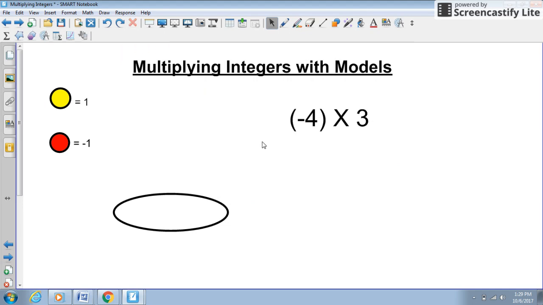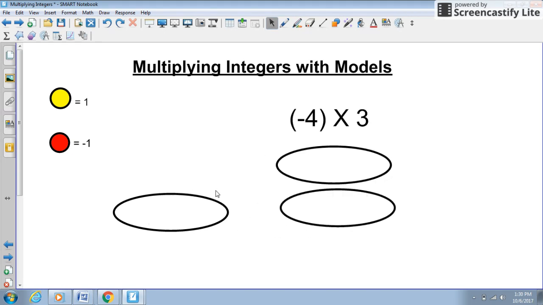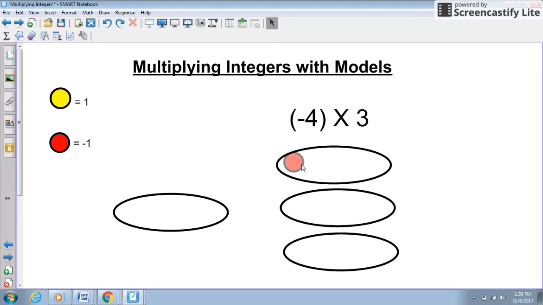In the last scenario, our positive number was listed first, and our negative number was listed second. In this instance, we have negative 4 times 3. So, like we just went over in the other slide, your number of groups has to be your positive number. We can't have a negative number of groups. So here, we're going to have 3 groups. And in each of those groups, I'm going to have 4 negatives.